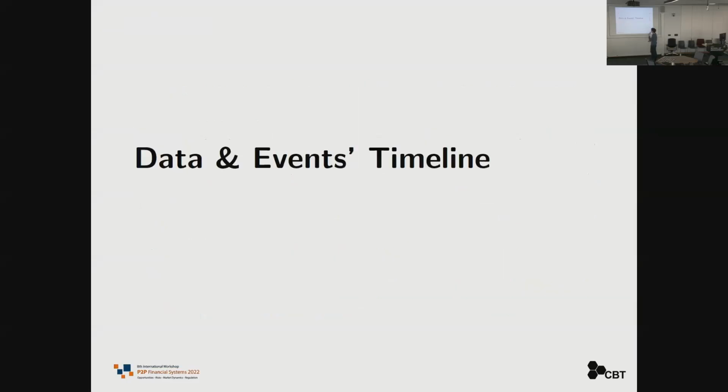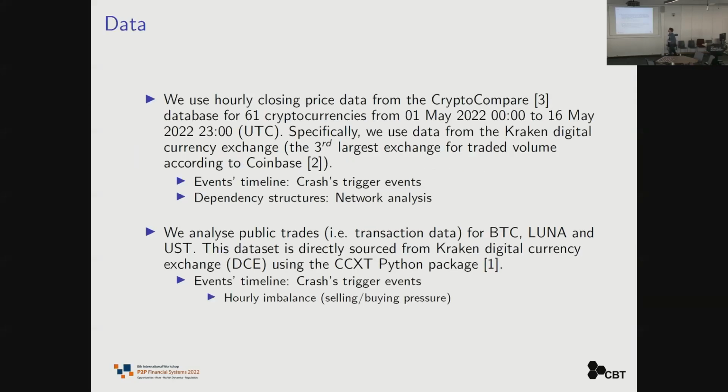And in this paper, what we are going to do right now is to try to shed more light on all the events that happened, with the help of data. We use two kinds of datasets. The first one is hourly gross pricing data from CryptoCompare, considering 61 cryptocurrencies for the period we need, the 1st of May to the 16th of May. With this, we analyze all the events and also the dependence structure of the market. And then we use public trades directly, high frequency transaction data, in order to analyze the hourly pattern, to see the selling and buying pressure during this period.